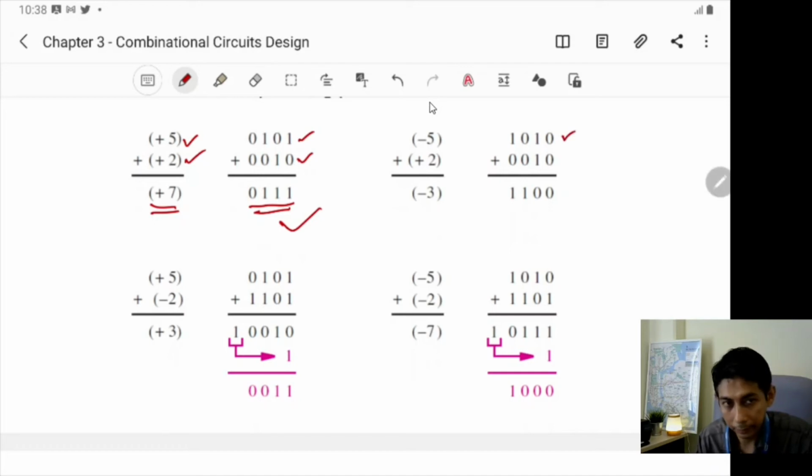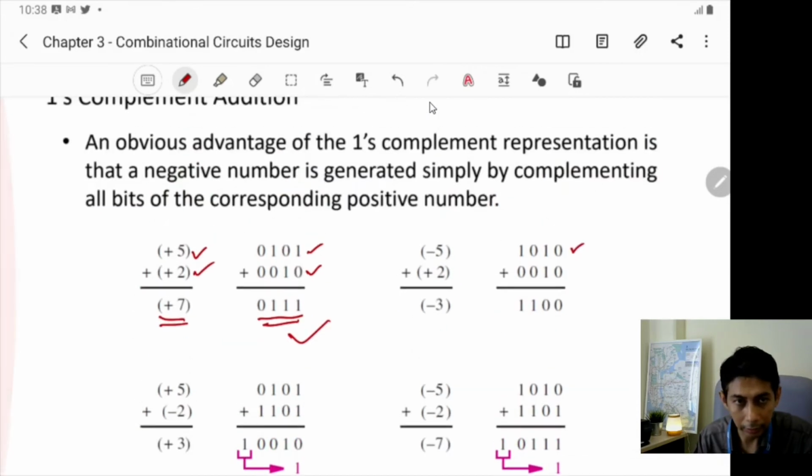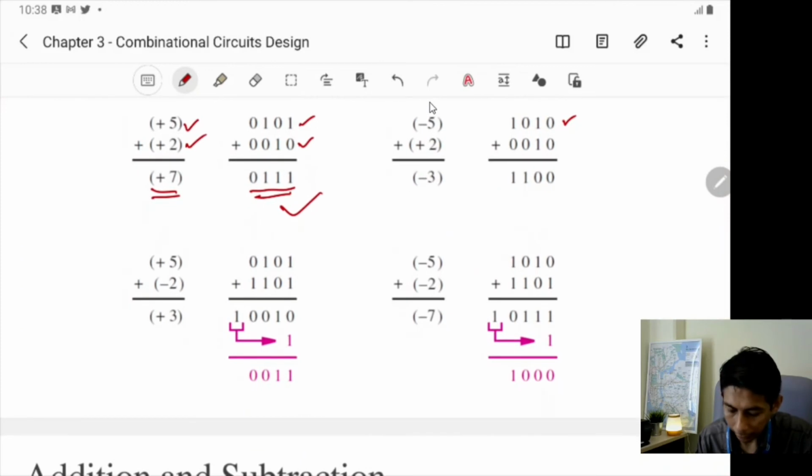-5, first complement representation is this, because positive 5 is 1, 0, 1, 0, 1. So you change to first complement, you complement each bit. So you have 1, 0, 1, 0. That's why we have 1, 0, 1, 0 there.